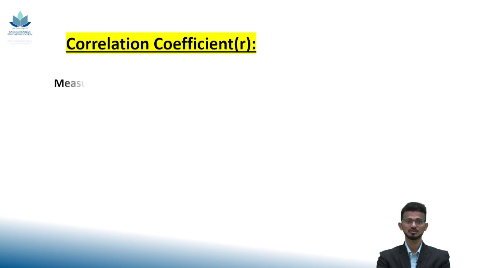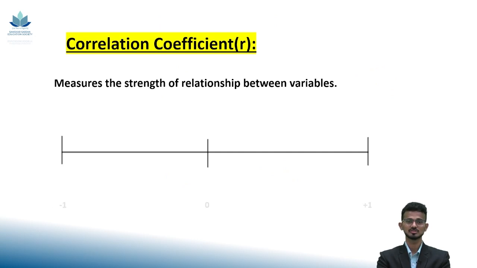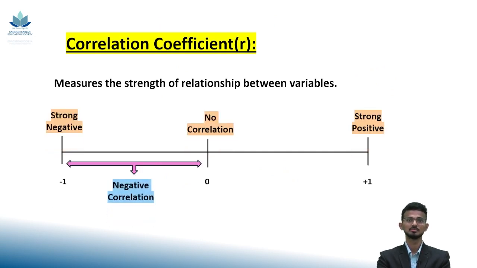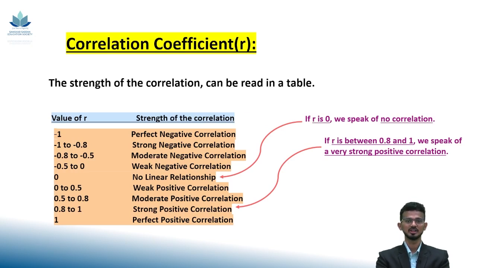If the value of the correlation coefficient lies between -1 and 0, then there is a negative correlation between the two variables. And if the value of correlation lies between 0 and 1, then there is a positive correlation between the two variables. The figure displayed on the screen represents the strength of correlation. For example, if the value of the correlation coefficient is 0, then we can say that there is no linear relationship between the two variables. Also, if the value of the correlation coefficient lies between 0.8 and 1, then we can say that there is a strong positive correlation between the variables.